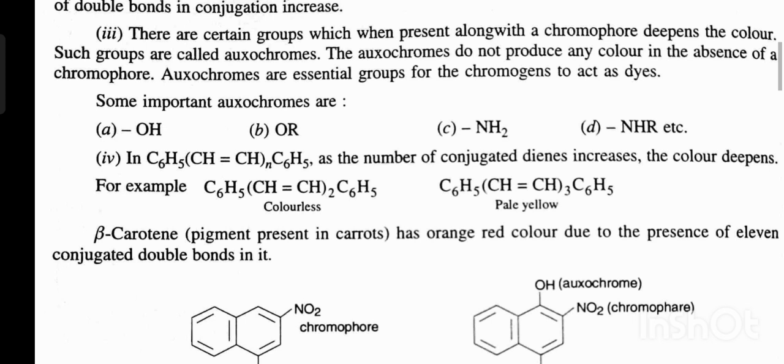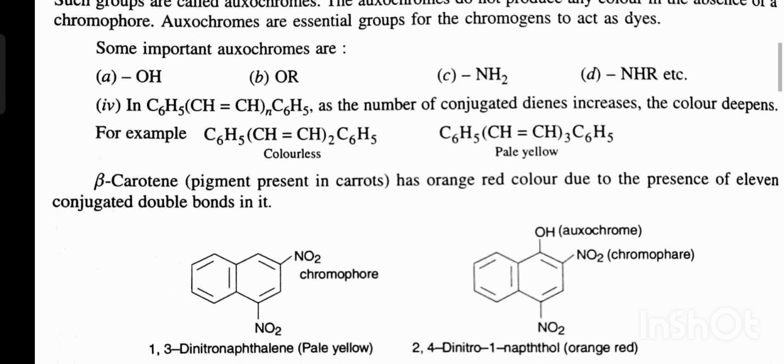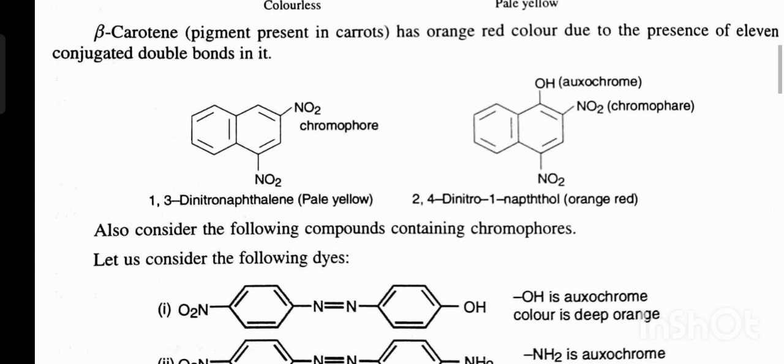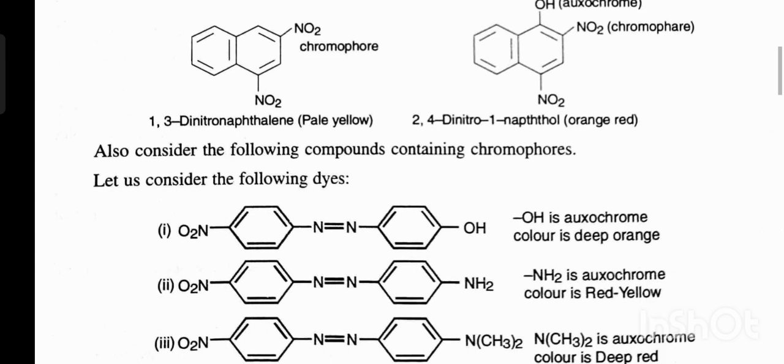In C6H5-CH=CH-C6H5, as the number of conjugated double bonds increases, the color deepens. For example, C6H5-(CH=CH)2-C6H5 is colorless, whereas C6H5-(CH=CH)3-C6H5 is pale yellow. Beta carotene, the pigment present in carrots, has an orange red color due to the presence of 11 conjugated double bonds in it. Also consider the following compound containing chromophores. Let us consider the following dye.